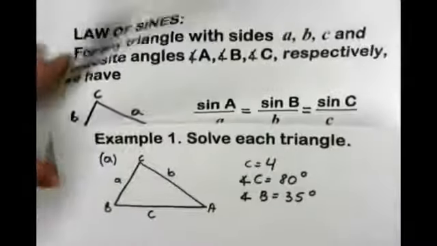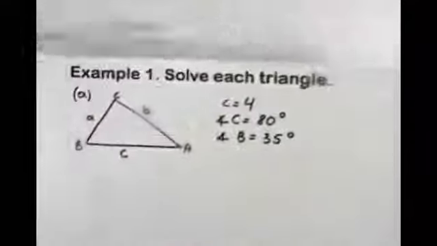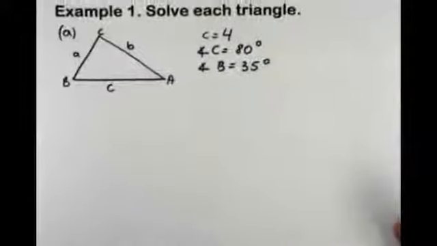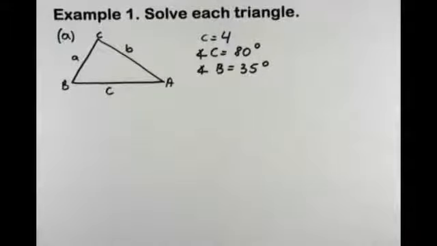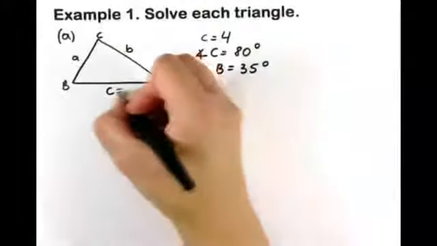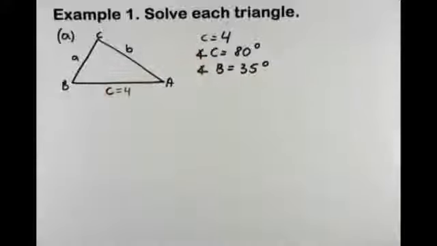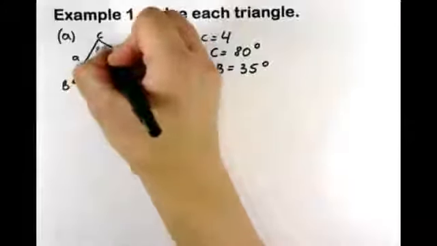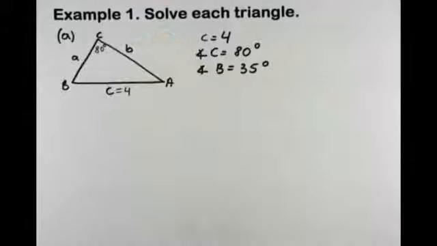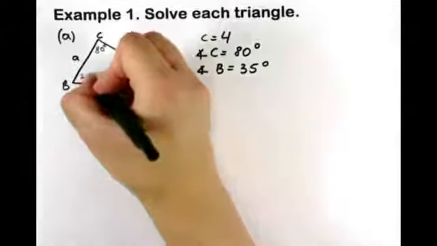Now we have example 1. Solve each triangle. We have a triangle with angles A, B, C and sides opposite to those angles. Side C is 4, angle C is 80 degrees, and angle B is 35 degrees.